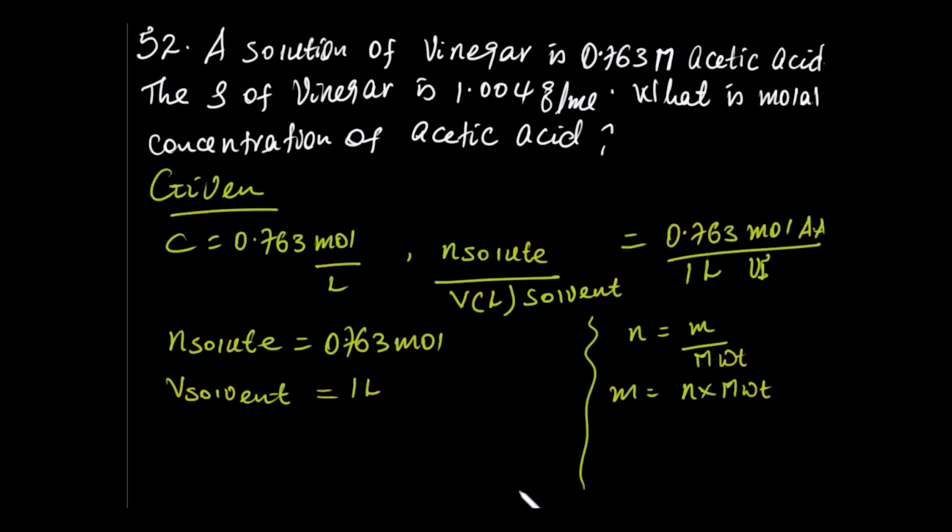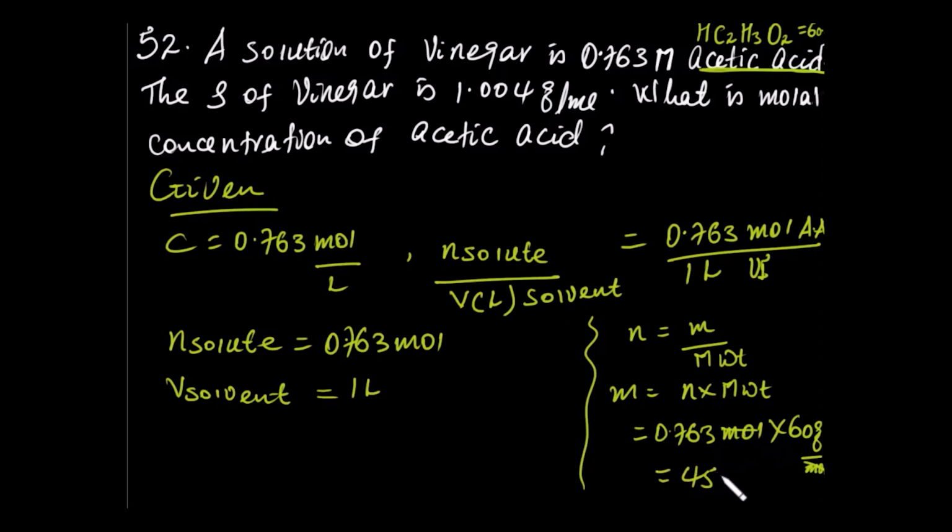The mass of acetic acid is equal to number of moles of acetic acid, 0.763 mole, times molecular weight of acetic acid. Now the formula of acetic acid: hydrogen 4, carbon 2, oxygen 2. Using the molecular weight of each element, this is equal to 45.82 grams per mole. Now we have the mass of solute.